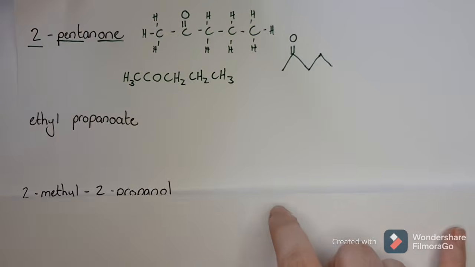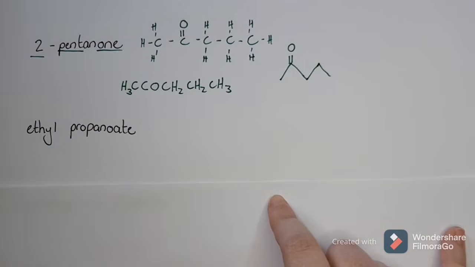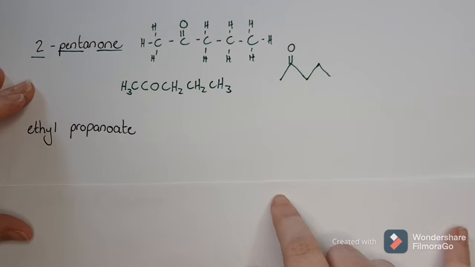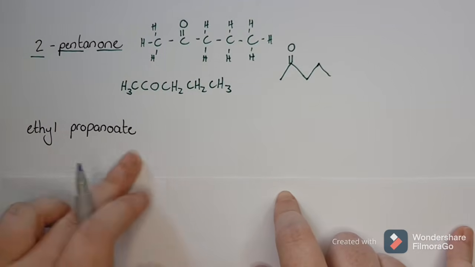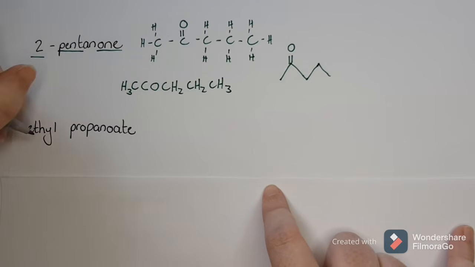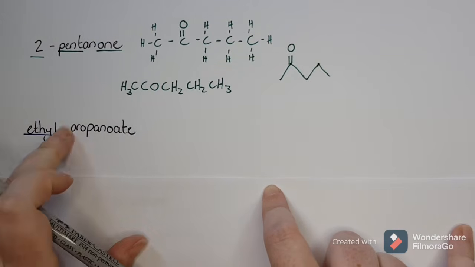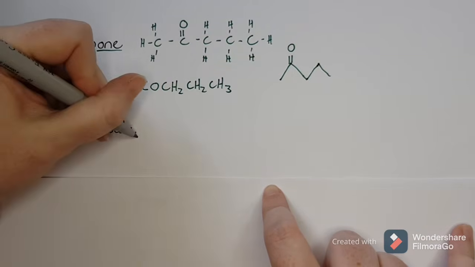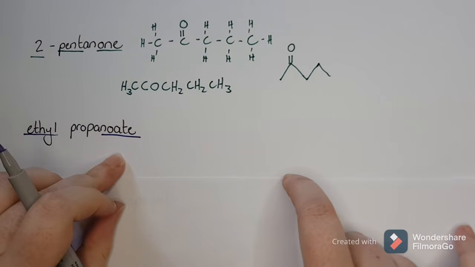Okay, and if we look at another example, so now I have ethyl propanoate. So from that name, I can identify that this is an ester. So remember, the first part of the ester, the "-yl", came from the alcohol side, and the "-oate" part comes from the carboxylic acid.